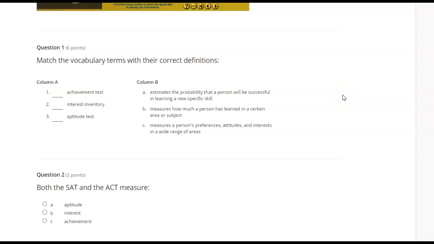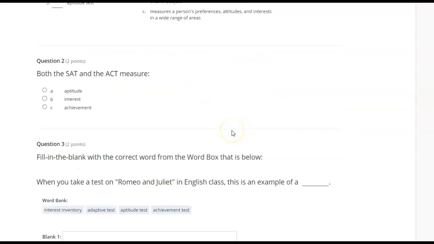Match the vocabulary terms with their correct definitions. 1. Achievement test. 2. Interest inventory. 3. Aptitude test. A. Estimates the probability that a person will be successful in learning a new specific skill. B. Measures how much a person has learned in a certain area or subject. C. Measures a person's preferences, attitudes, and interests in a wide range of areas.